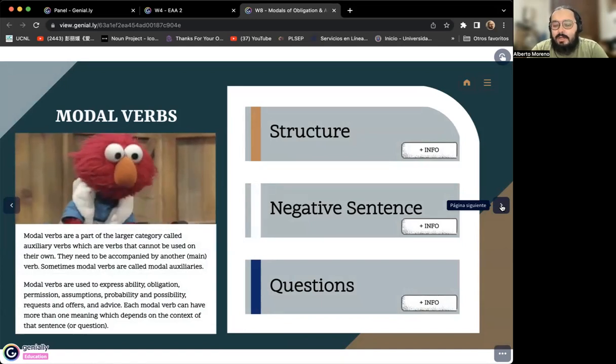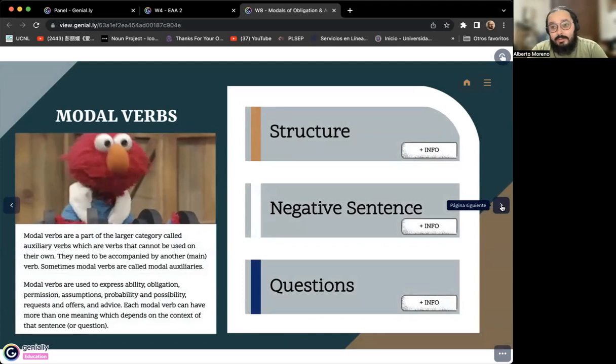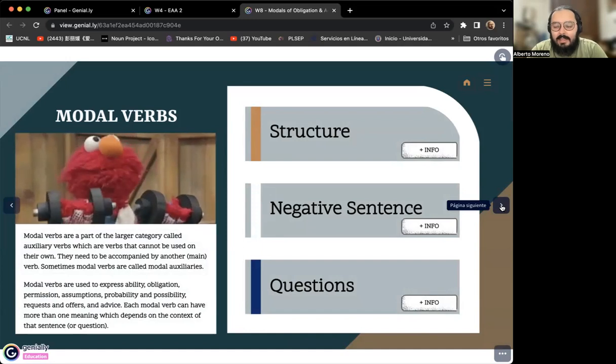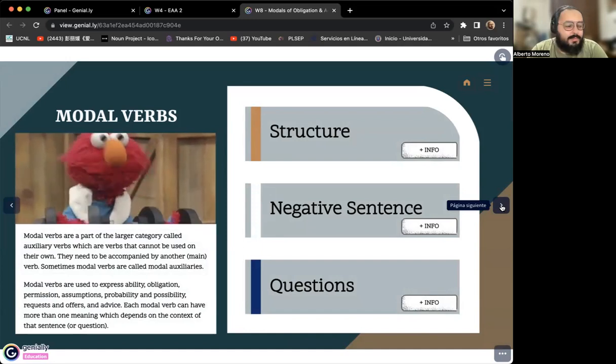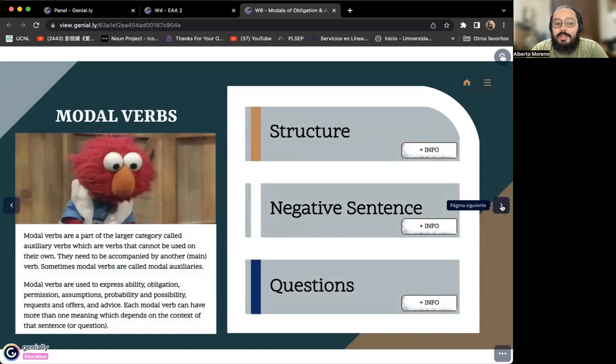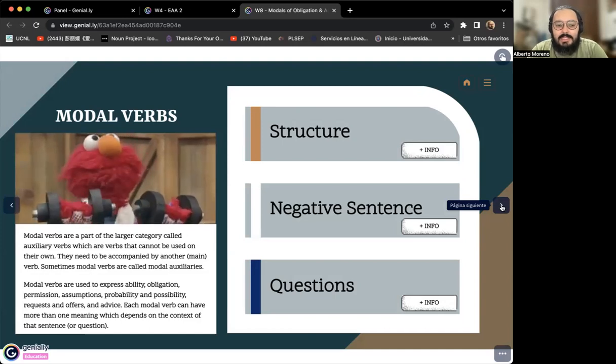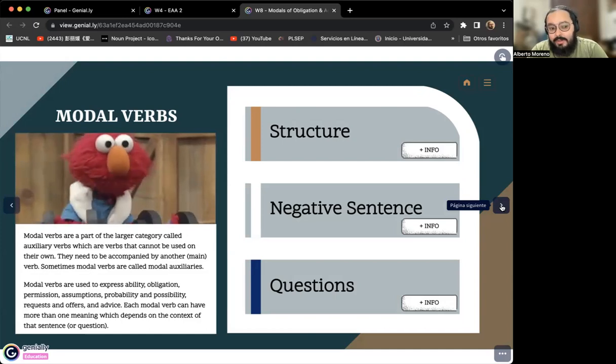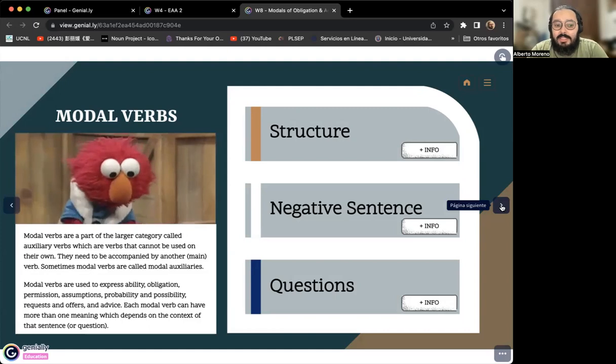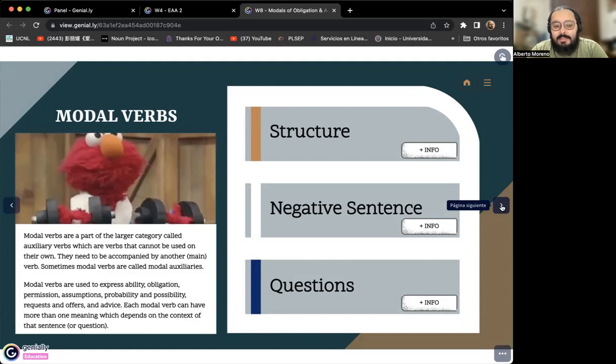Sometimes modal verbs are called modal auxiliaries, but modal auxiliaries, auxiliary verbs, or modal verbs are the same thing, depending on the author. Modal verbs are used to express ability, obligation, permission, assumption, probability and possibility, requests and offers, and also advice. Each of these modal verbs can have more than one meaning, and this depends on the context of the sentence or the question.